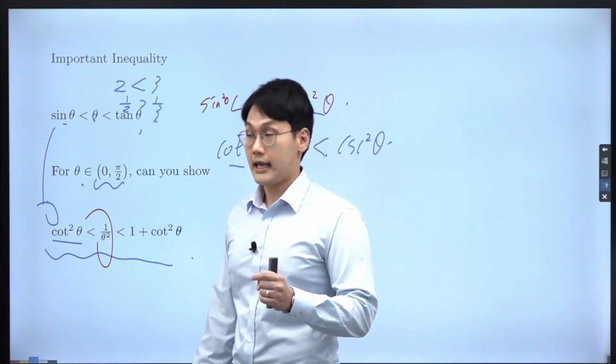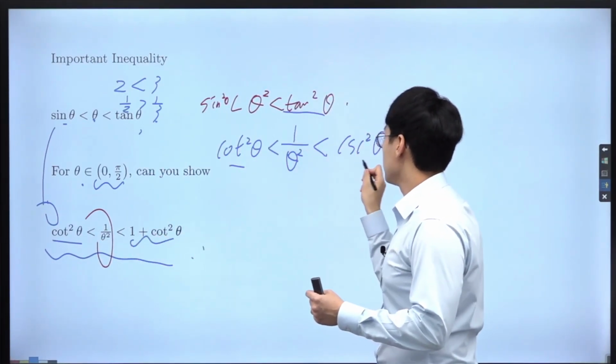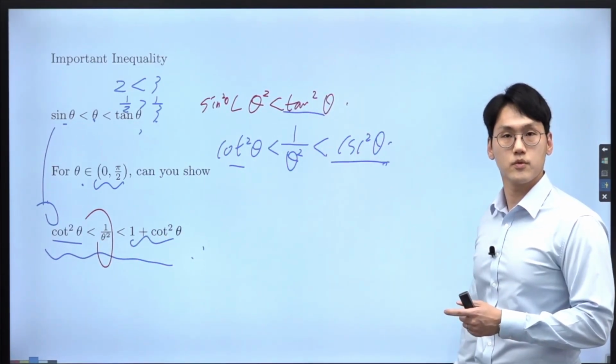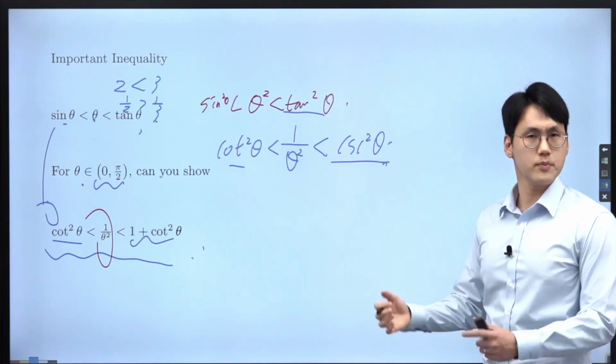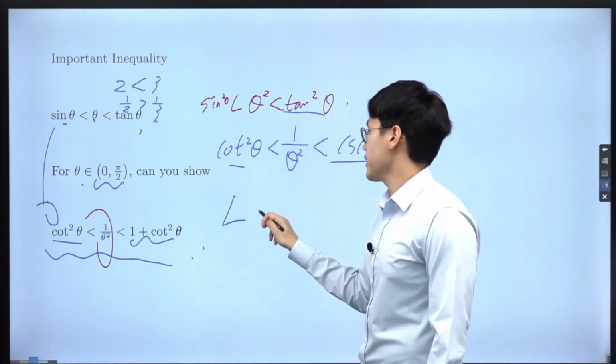So I already have my lower bound. That is great. And then what you can do is, using the Pythagorean identity, cosecant squared will be the sum of 1 plus cotangent squared. So no problem, okay? So this will be the learning phase.